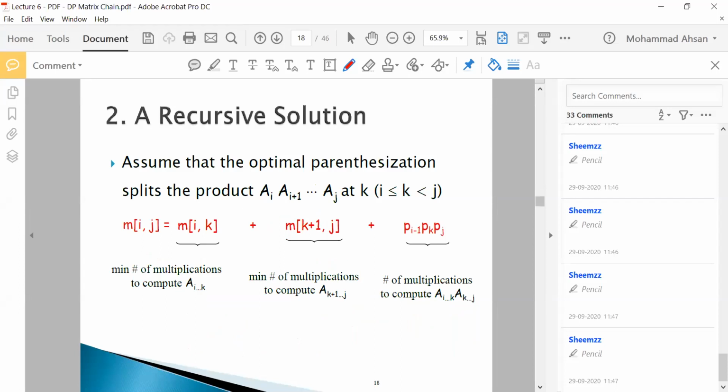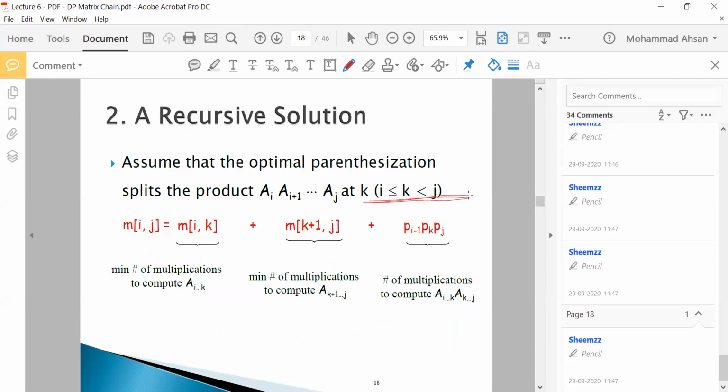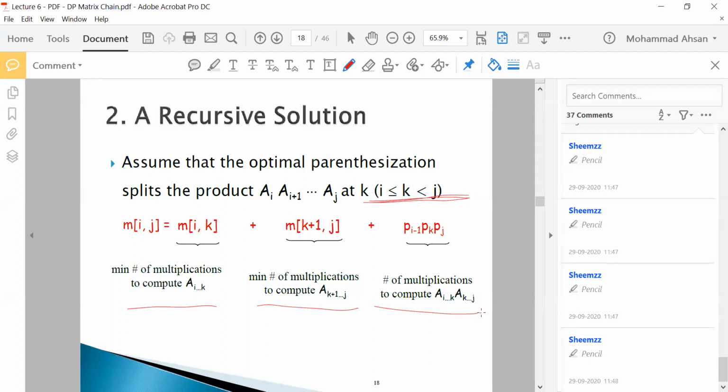So we can write our recursive solution as MIJ. If you are given a chain of length AI to AJ, it is equal to, let's say we divide at K. We don't know what this K is. We said K is between I and J. This is what we said. And K can be equal to I, K cannot be equal to J. So we will find the minimum number of multiplications for I to K, and then K plus 1 to J, and the minimum number of multiplications to multiply these two chains, I to K and K to J. Okay. But what is this K? We know that this K can take these values, but which of the values should we take as our solution?